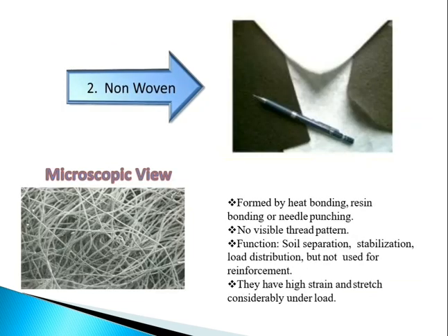Second is non-woven. You can see a real life image and a microscopic view of it. It is formed by heat bonding, resin bonding or needle punching. There is no visible thread pattern. Its function is soil separation, stabilization and load distribution, but it is not used for reinforcement. Also, they have high strength and stretch considerably under a load.